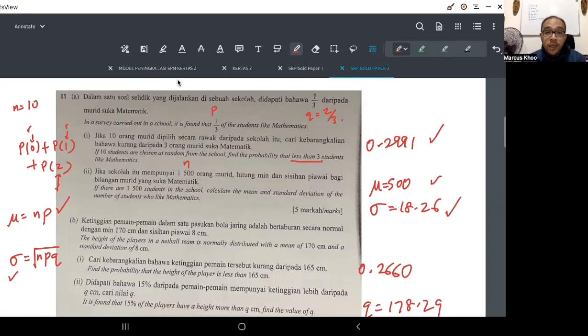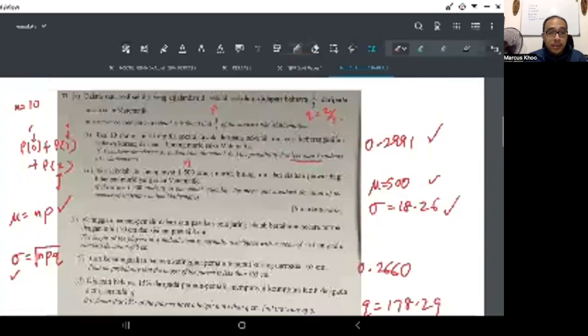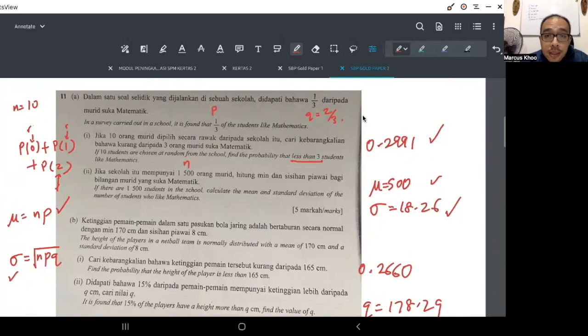Are the formulas of mean and standard deviation given in the exam? No, not given. I don't think it's given though. Let me double check. Yeah, mean and standard deviation are not given. For probability distribution, they will only give you the nCr formula. That's the only one they will give you. Even the Z score also they won't give you.